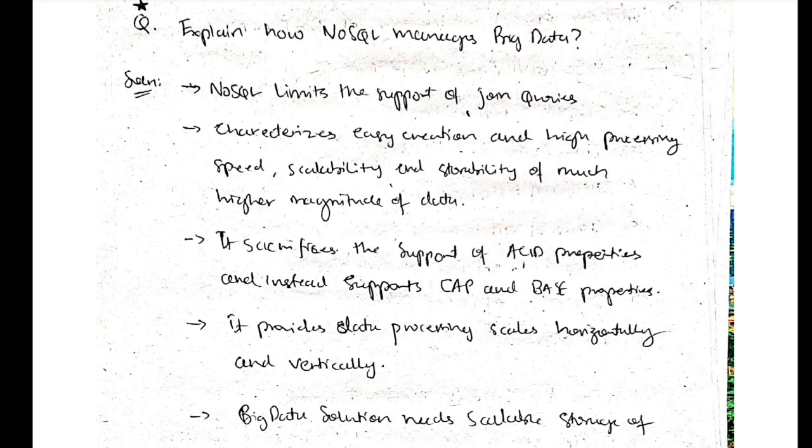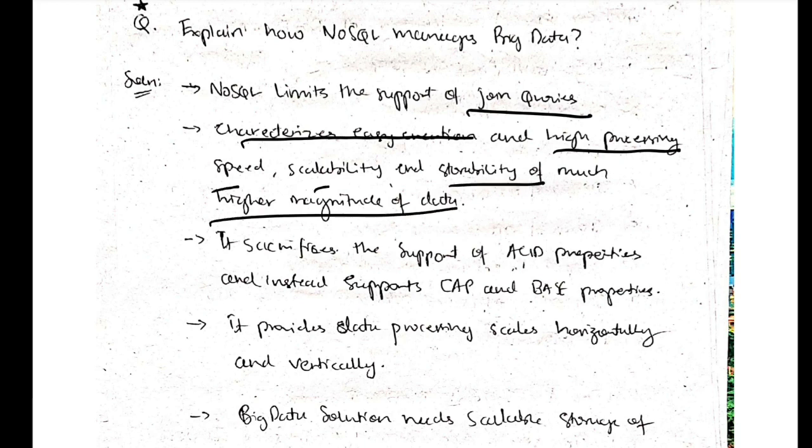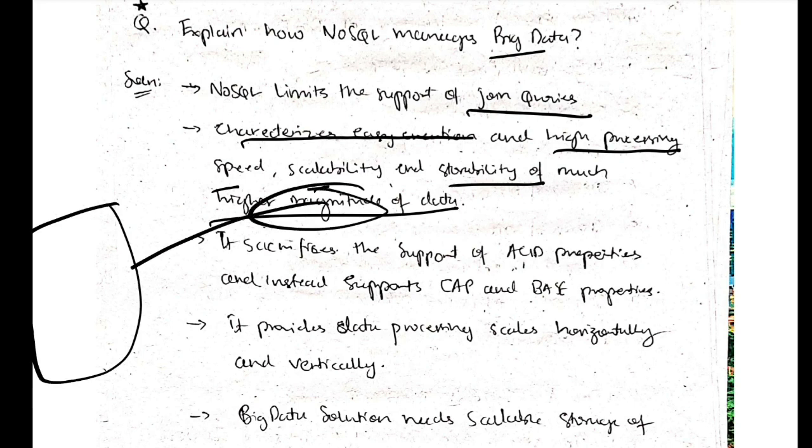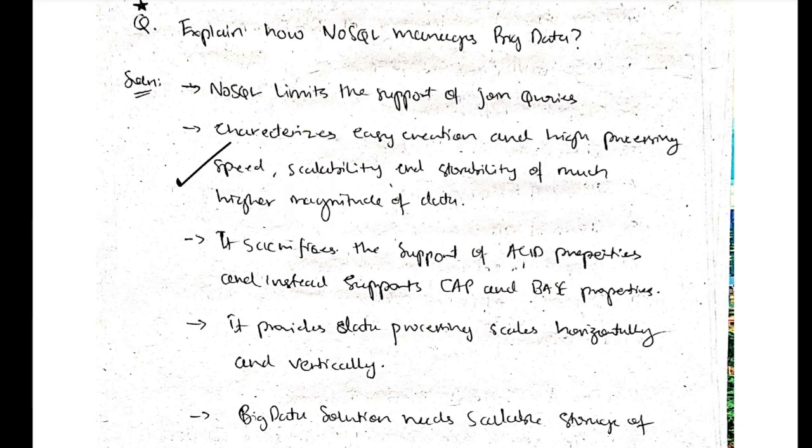NoSQL limits the support of join queries. This is the first point. There are no join queries there, and it is characterized by easy creation, high processing speed, scalability and storability of a much higher magnitude of data. Big data means what? Very, very big data, right? A higher magnitude of data corresponds with that. So I've included this point.